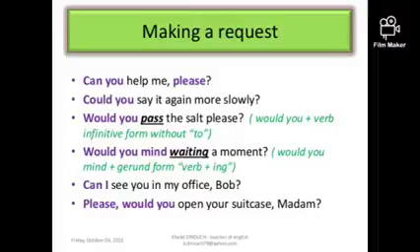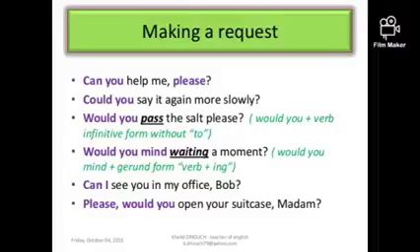And would you mind waiting a moment? But when we have the expression would you mind, we put verb plus ing or gerund. Okay, because we have would you mind. And can I see you in my office, Bob? Because we have can, we put see. This is bare infinitive. Please, would you open your suitcase, madam? So this is the same thing, would you plus verb in bare infinitive, open.